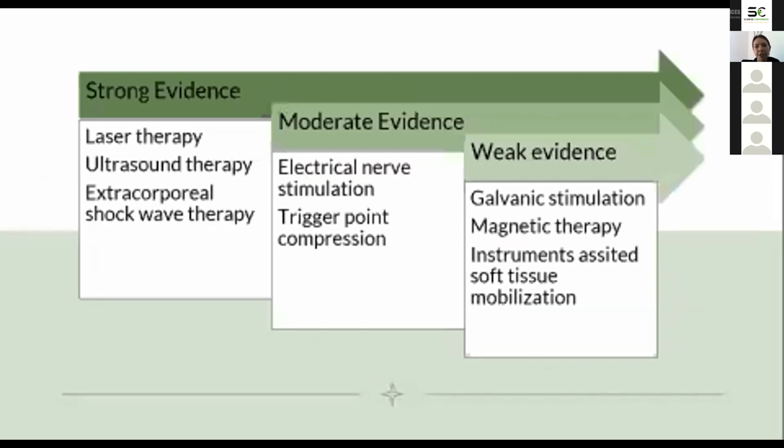So, summing it all up, there is strong evidence to support the use of laser, ultrasound, and extracorporeal shockwave therapies. Moderate evidence for electrical nerve stimulation and trigger point compression, and weak evidence for some other methods like galvanic stimulation, magnetic therapy, and instrument-assisted soft tissue mobilization.